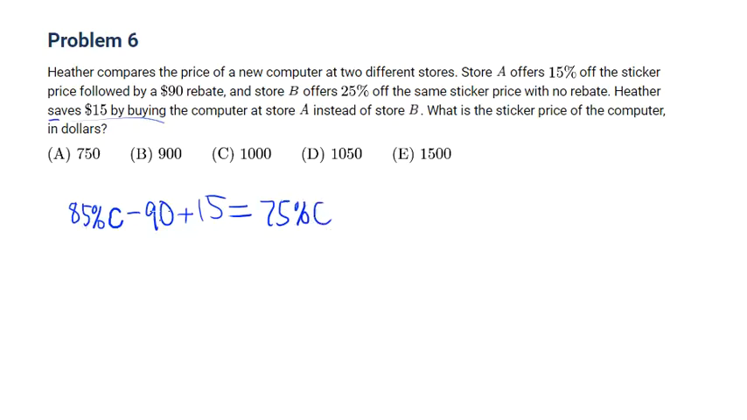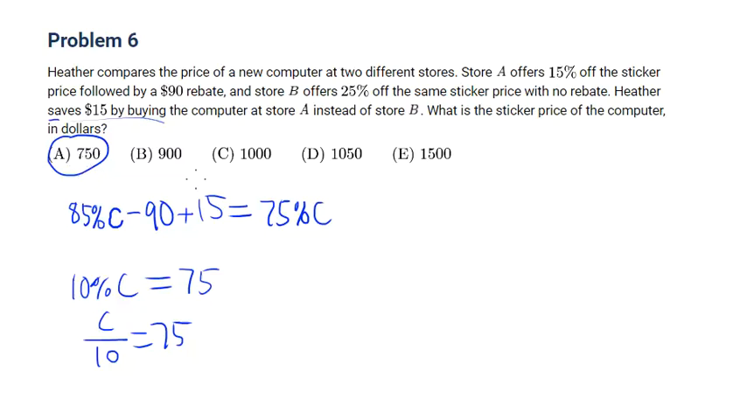Bring this over to this side. We bring the constants over here. And then there we have it. 10% C equals 75. So basically 10% C is 10, C over 10 is 75, times our C will be 750. A.